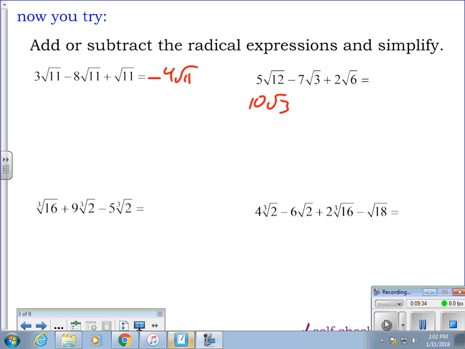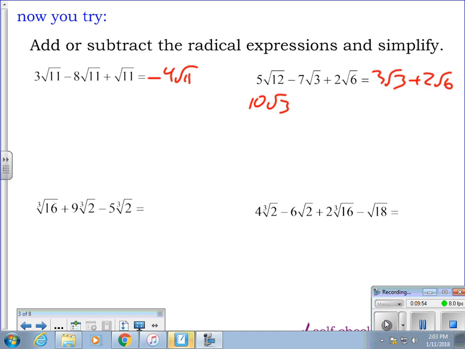And then I combine up the like ones I have. 10 root 3 minus 7 root 3 is 3 root 3. And then I still have plus 2 root 6. Okay? I can't combine those up. They're not like radicals. They're both square roots, but they're square roots of different numbers. That doesn't work.